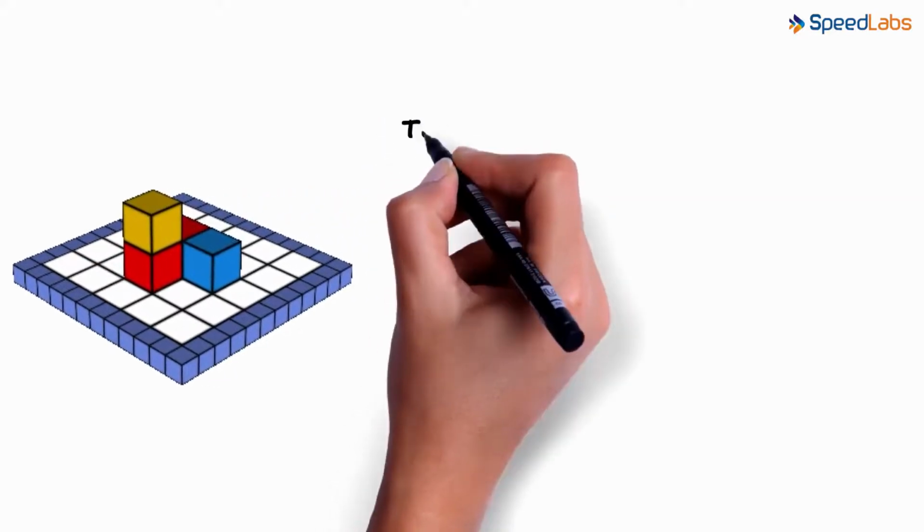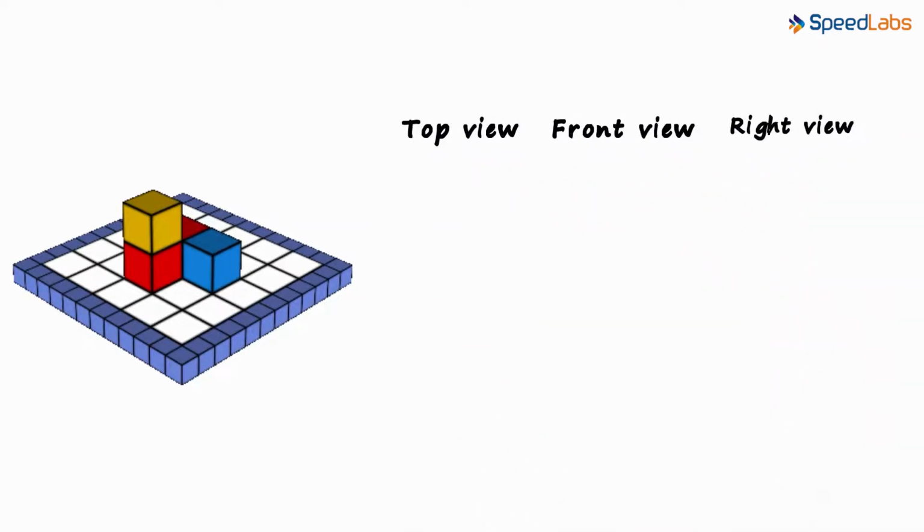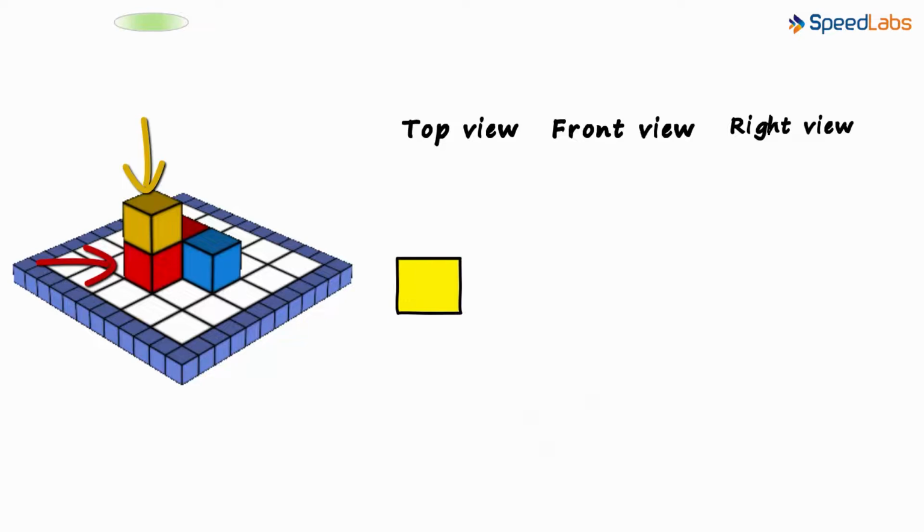Now we need to draw the top view, the view from the front, and the view from the right. How would the top view look? Pause the video and try to draw it in your notebook. Let's try drawing it without moving the figure. If we look at it from the top, we will have the yellow square at the bottom. We draw a yellow square here. And this red cube will not be seen from the top as the yellow one is covering it.